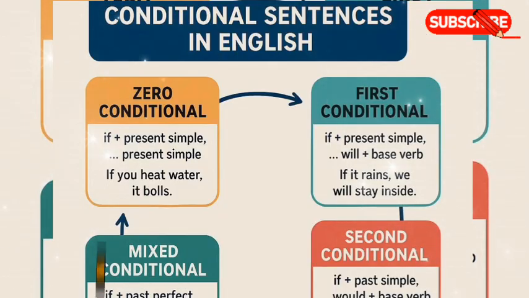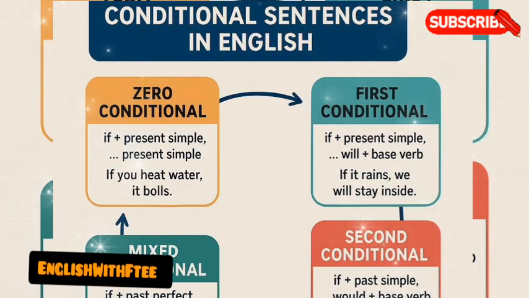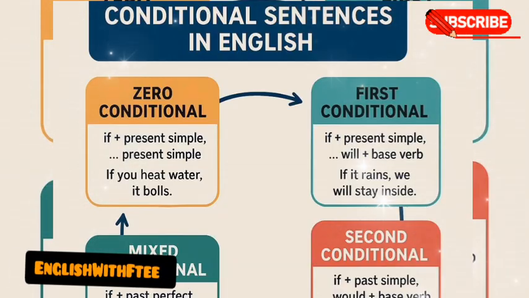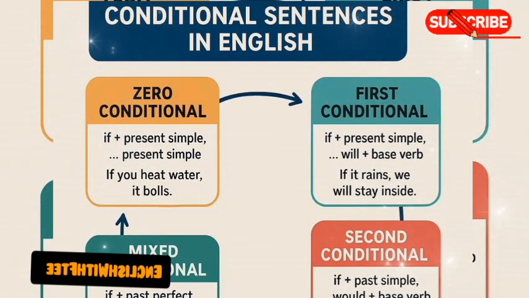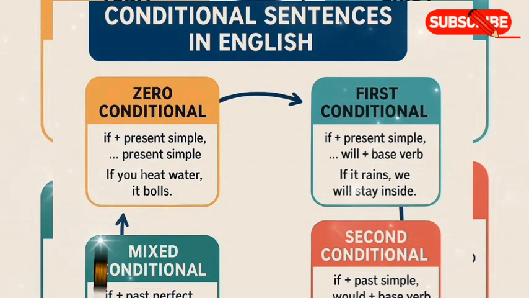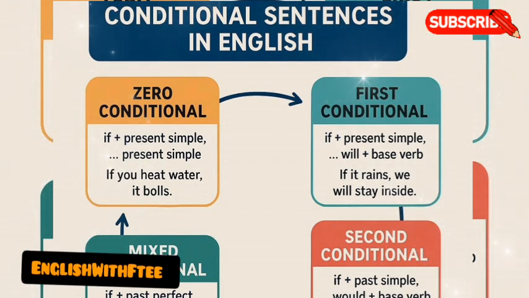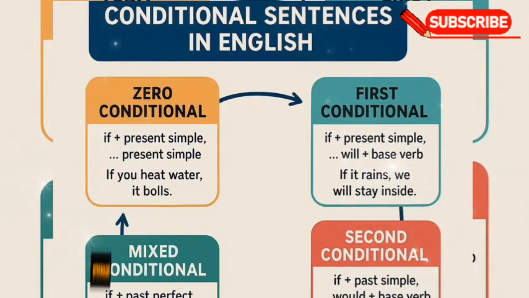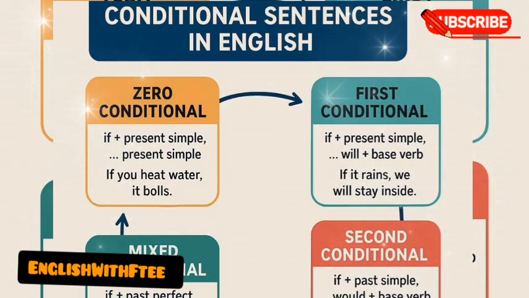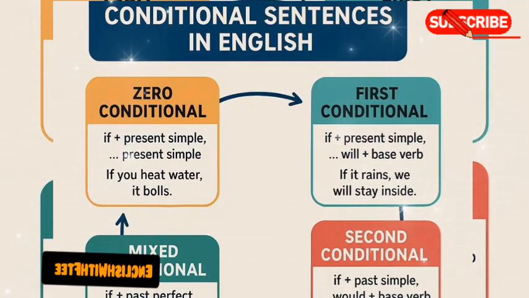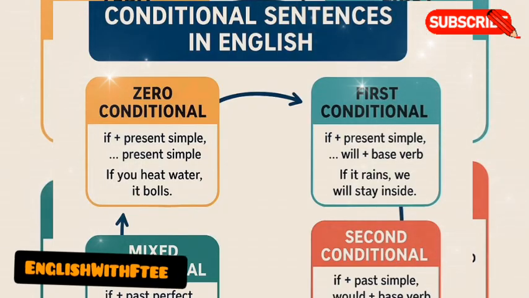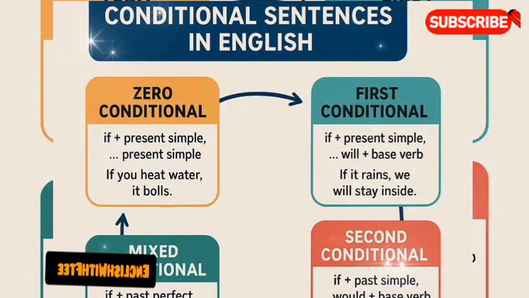Mixed conditional sentences. The mixed conditional is a type of conditional sentence that uses the past perfect tense in the condition and the conditional simple tense in the result. We use the mixed conditional to talk about hypothetical situations in the past and their consequences in the present. Things that didn't happen in the past and what would happen if they had. Regrets and what would happen if things had been different.